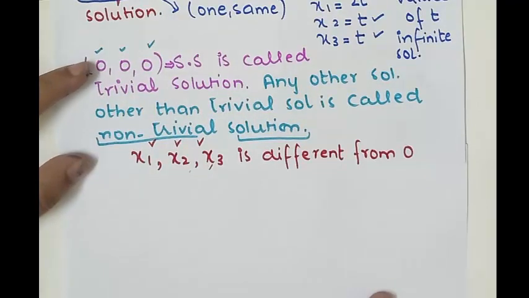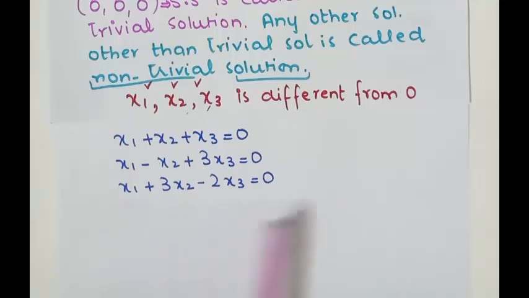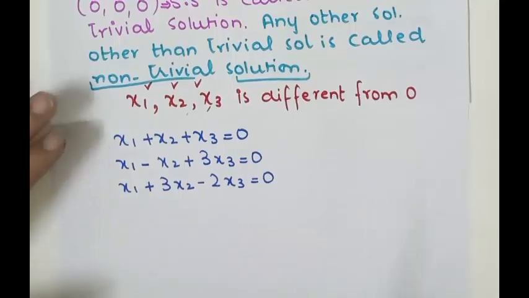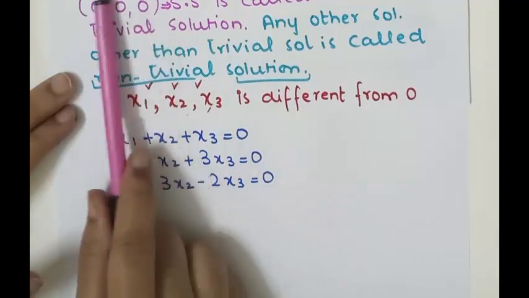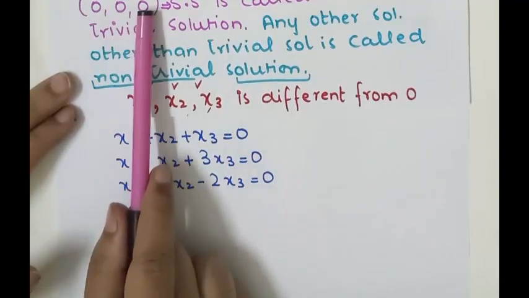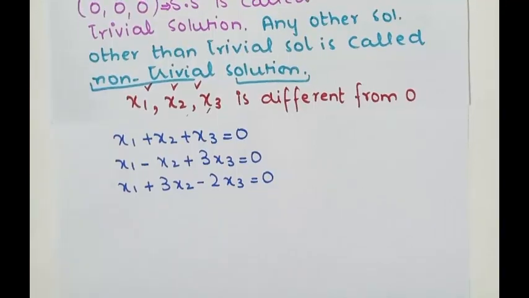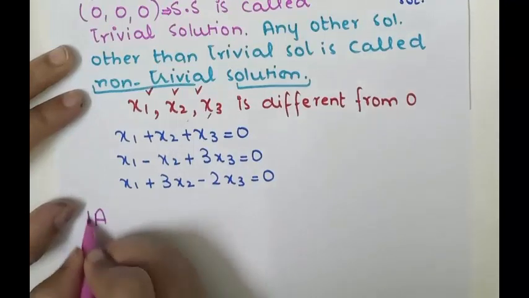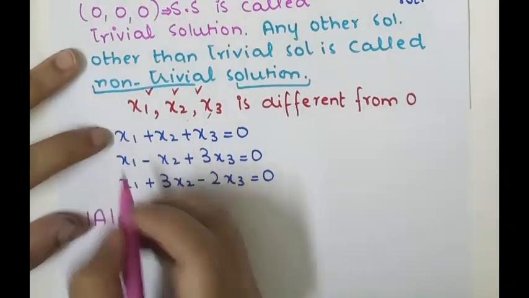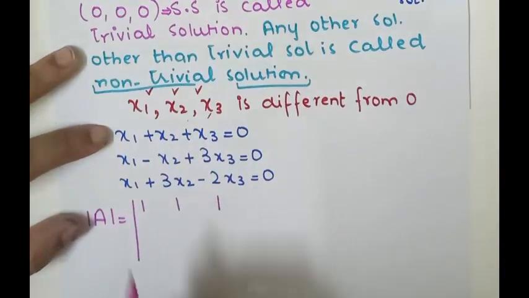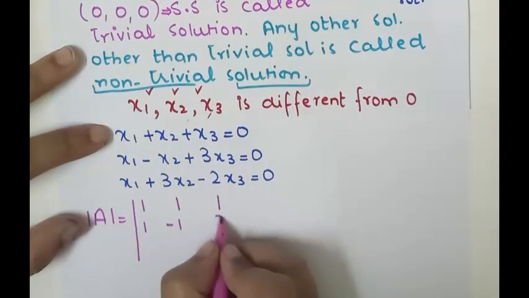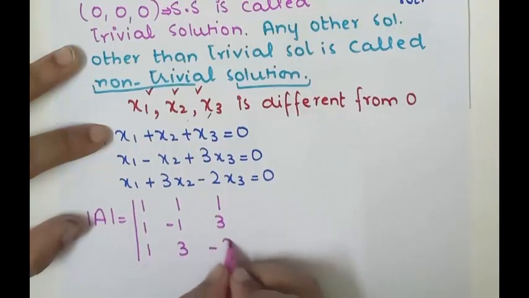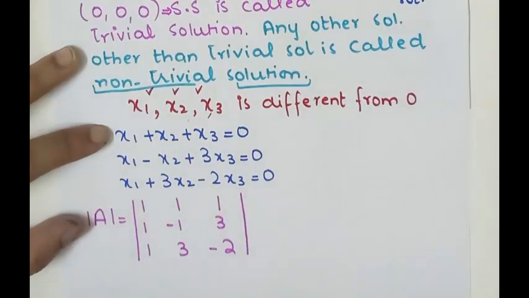So first, let's take an example of a trivial solution. Do remember, if we have a trivial solution, then the solution set should be equal to 0, 0 and 0. Let's check. If we write this as a matrix, we have 1, 1, 1, then 1, minus 1, 3, then 1, 3, minus 2.